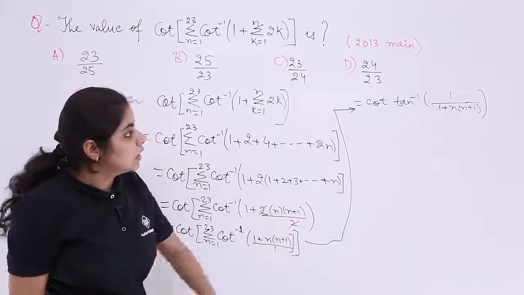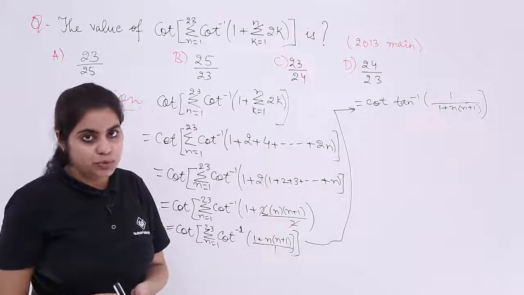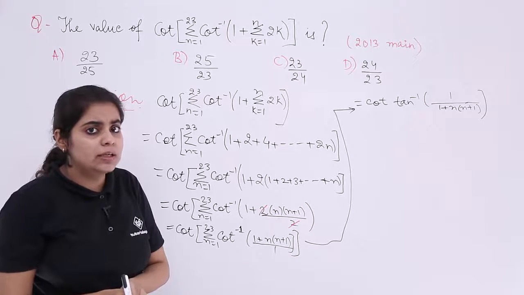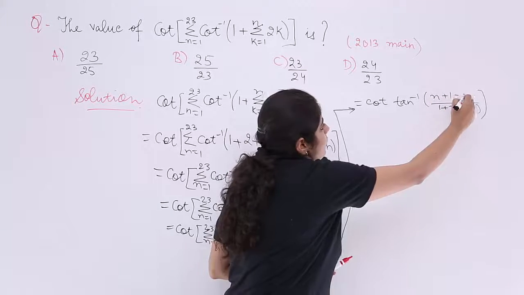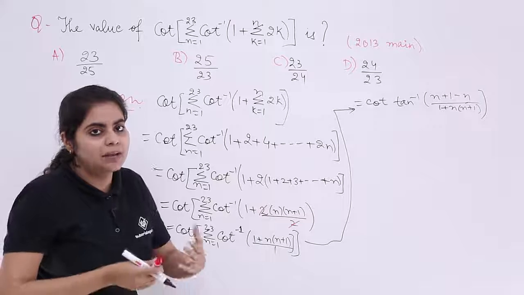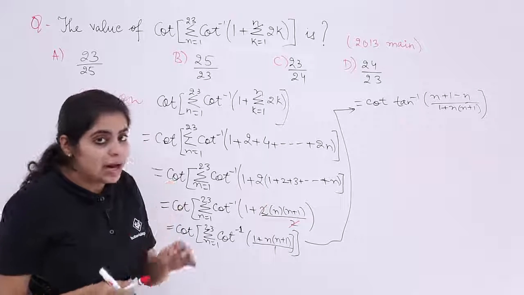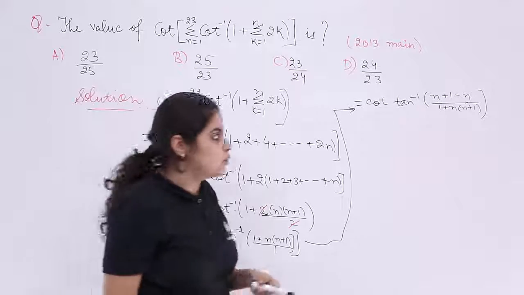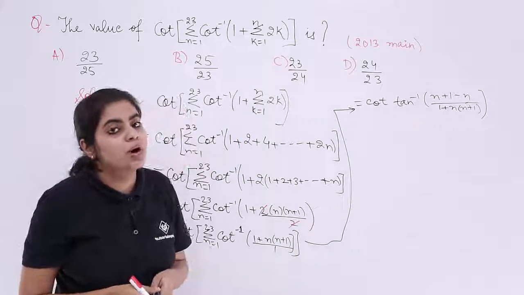This has changed. What can the numerator be manipulated or transformed to? 1 can also be written as something called as n plus 1 minus n. If I write 1 as n plus 1 minus n, what will happen? n and minus n get cancelled, nothing is changing. Okay, why are we doing this? We are doing this in order to have a formula. Formula of what?